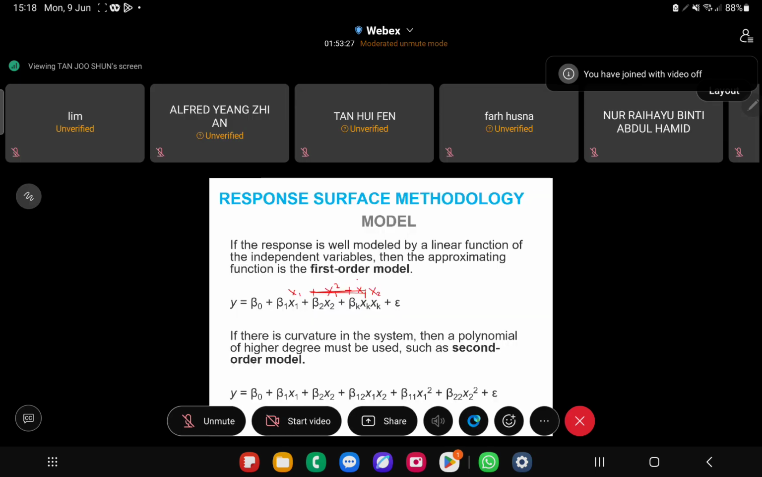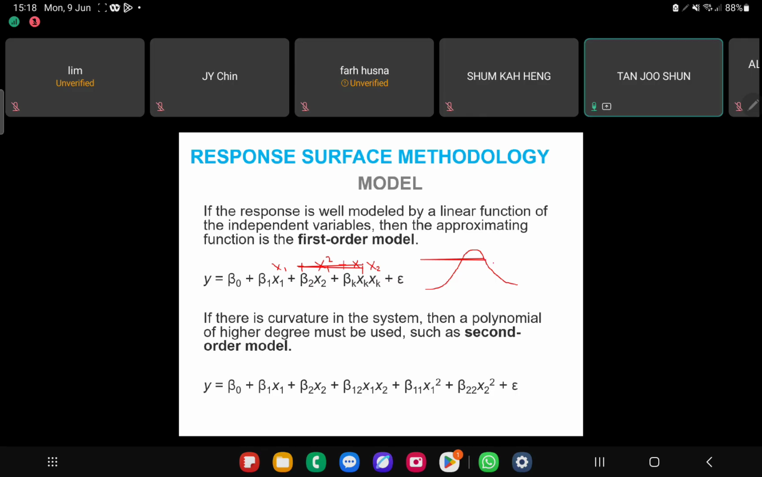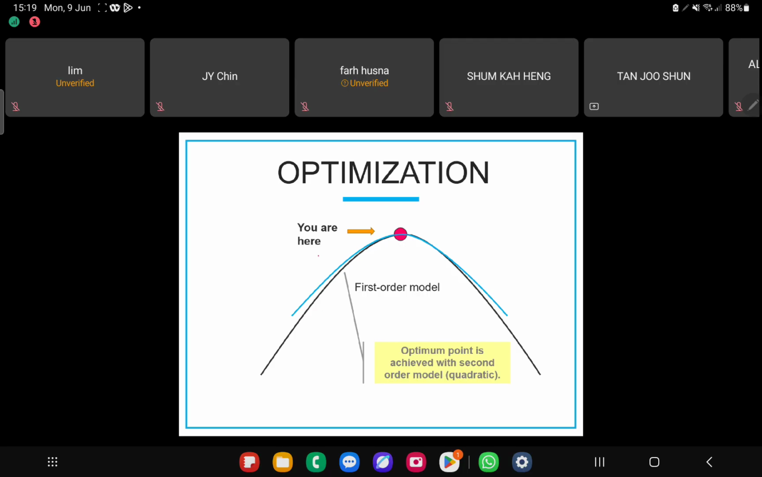In mathematics, you know that when there is a power of 2, it means it is a polynomial. Meaning there is curvature. After you have done the screening and improvement, finally you achieve the optimum point.